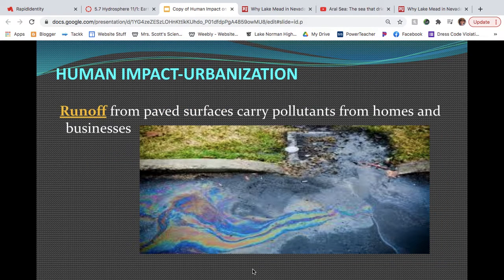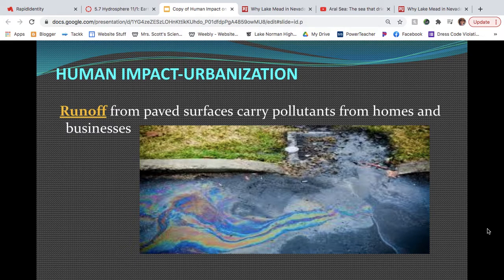Alrighty, so how else do we mess up water? So we overuse it. Well, that's not fun. All right. We impact water by also affecting its quality through runoff. So remember, runoff's that part of the water cycle where water stays on the surface.